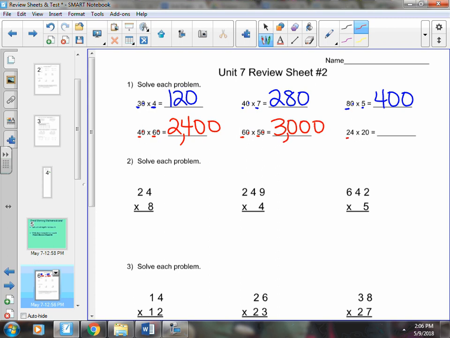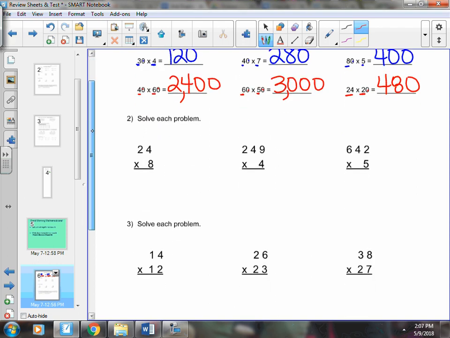And 24 times 2, that is not maybe super basic, but you should know that 24 times 2 is 48. 1 on the left, one on the right. And if you didn't, do 24 times 2 off to the side, or 24 plus 24 off to the side.